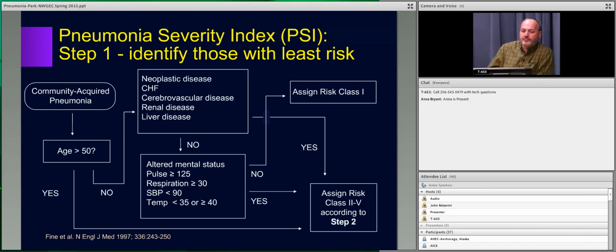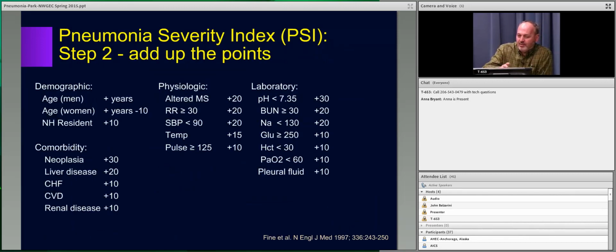Here's how it starts off. So you have a person with community-acquired pneumonia. First question, are they old or not old? And now we're using an age 50 cutoff. If they're old, then there's no hope. They're going straight to step 2, okay? If they're younger than 50, then you can consider whether they have any of these other complicating factors to get them into a low-risk group. But our patients, elderly patients, are all going to be over 50, and so they're going to go straight to step 2, which is right here.